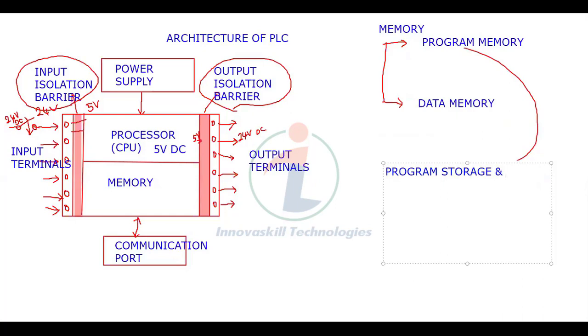So in program memory, program storage and program execution will take place. In data memory, data storage will be happening.